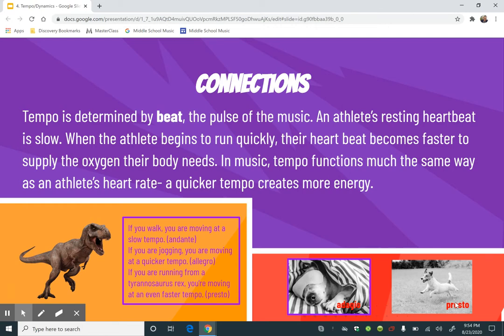Imagine, for instance, if you're walking, you're moving at a slow tempo, which we've determined would be andante. If you are jogging, you are moving at a much quicker tempo, Allegro. But if you are running from a Tyrannosaurus Rex, you're moving at an even faster tempo, which we would label as Presto.